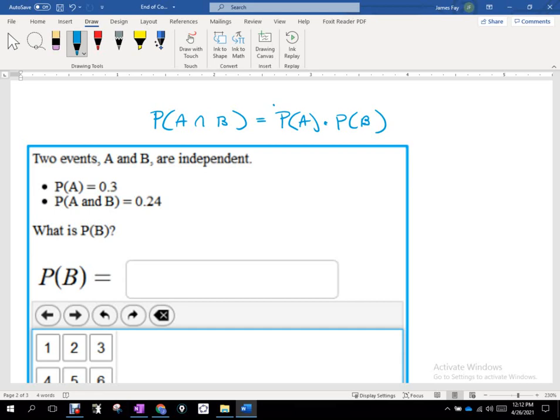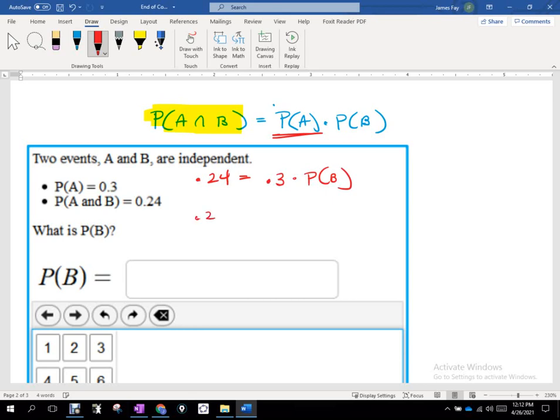Okay, but you still multiply in independent scenarios as well. But if that's true, do they give me this left-hand side? Do they give me that right there? They tell me that that's 0.24. They tell me probability of A is 0.3. And they want to know what is the probability of B.